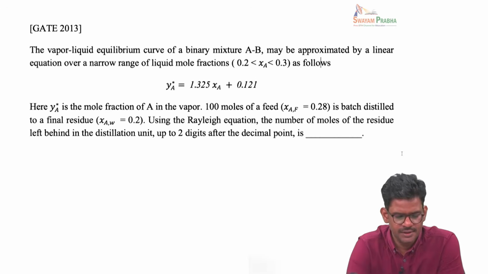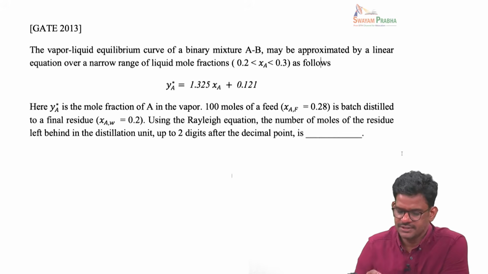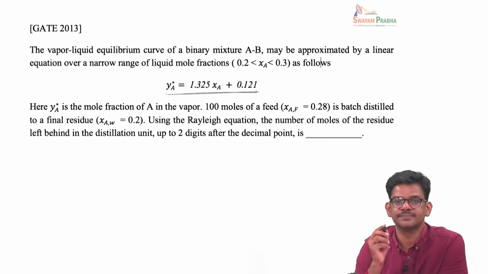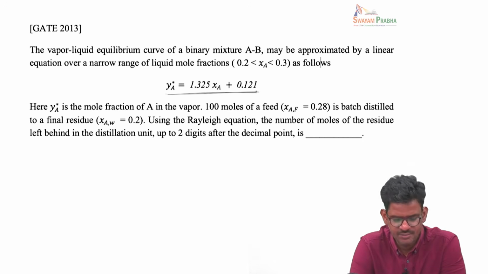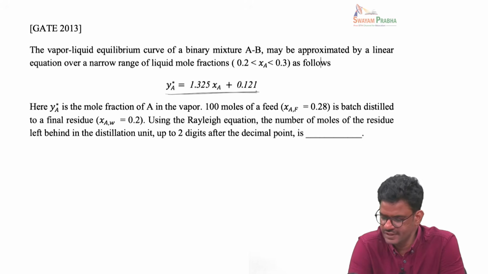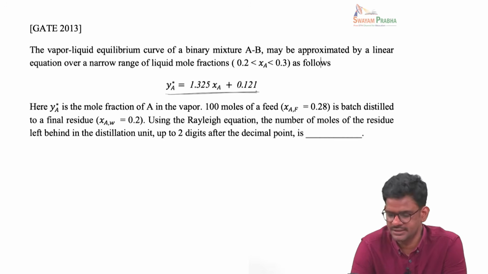So, in this problem the vapor liquid equilibrium curve for a binary mixture AB may be approximated by a linear equation over a narrow range of liquid mole fractions as follows. So, that is, we are given an equilibrium line equation following a straight line formula. So, here Ya star is the mole fraction of A in the vapor. 100 moles of feed with a composition of 20 mole percent is batch distilled to a final residue of 0.2 using the Rayleigh's equation. The number of moles of the residue left behind in the distillation unit up to 2 digits after the decimal point is to be obtained.